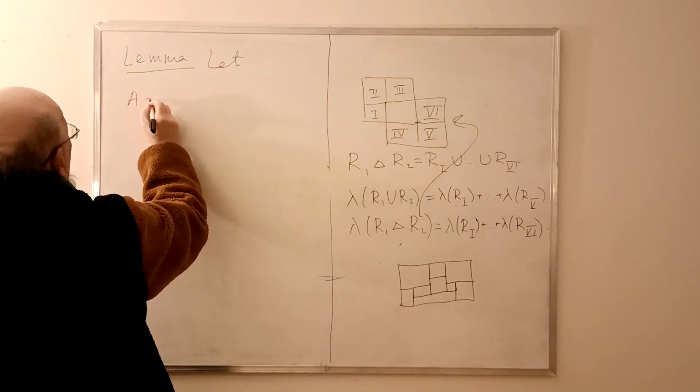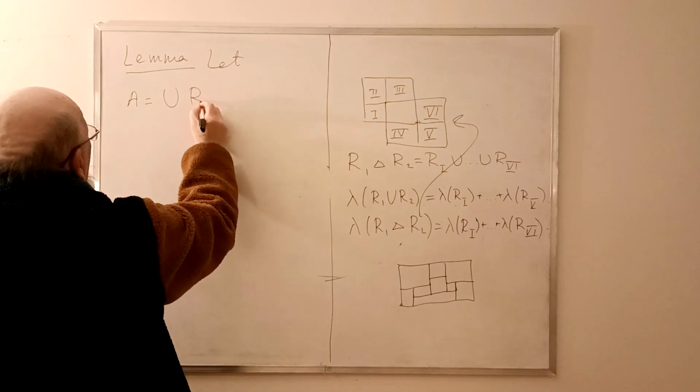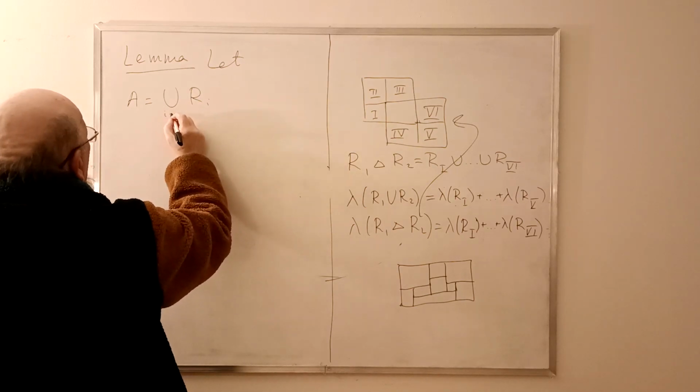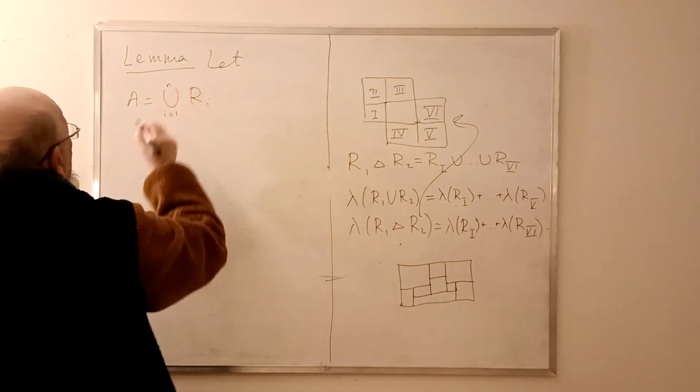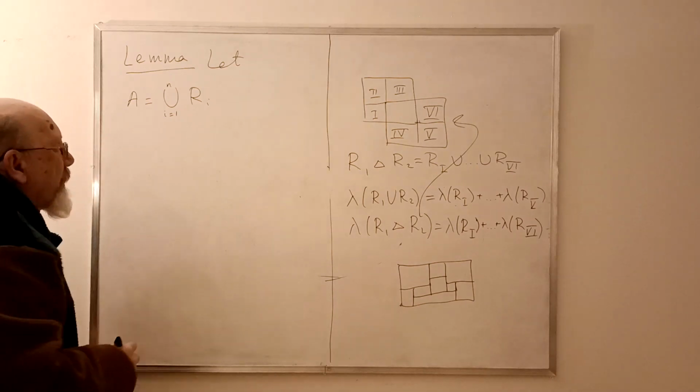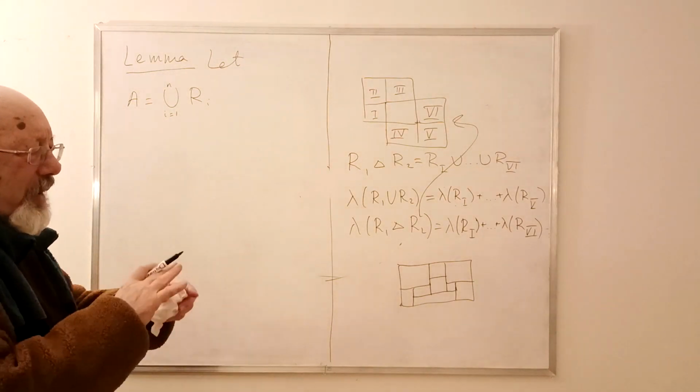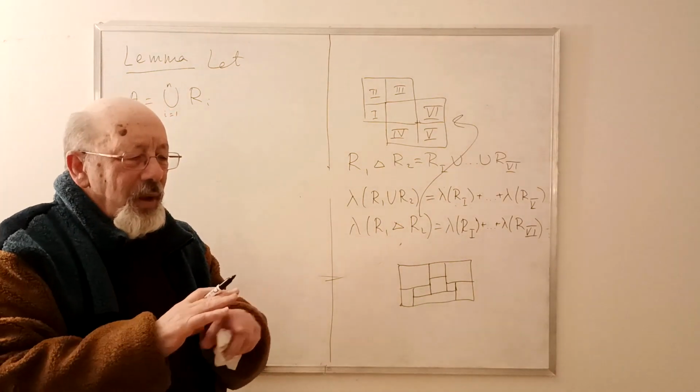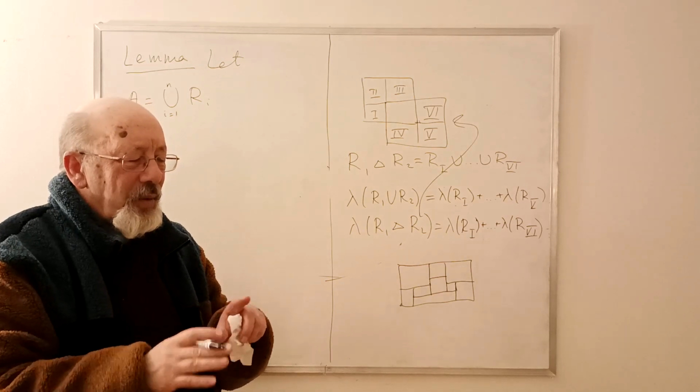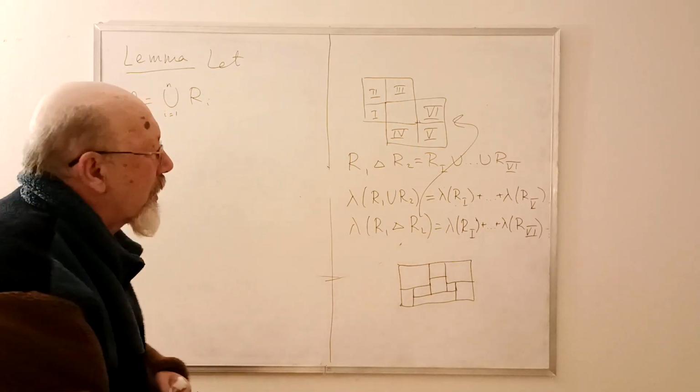That A equals the union of Ri, i from 1 to n. No, a finite number of rectangles, but they are not mutually non-overlapping, so they can have common parts.